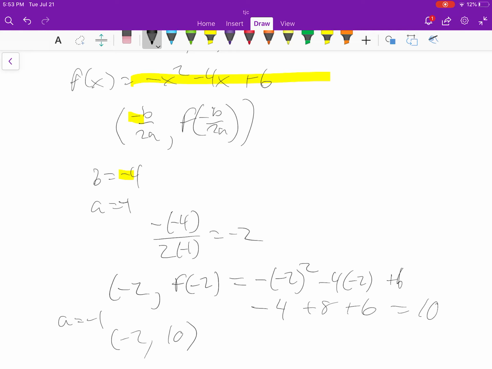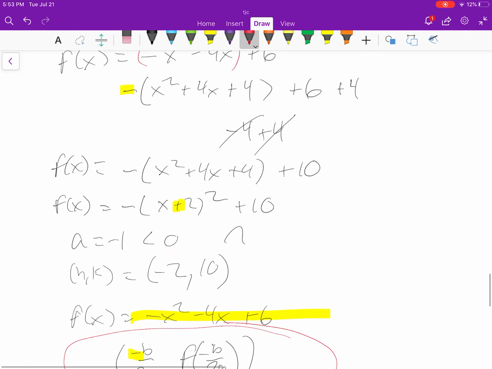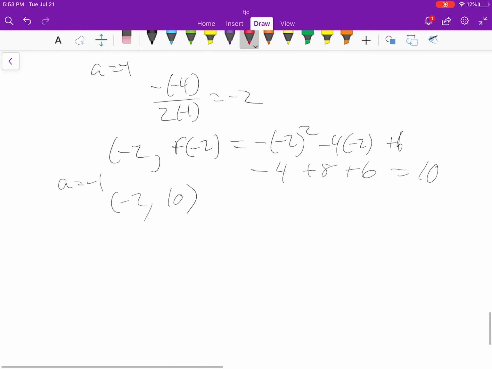So there's the two different methods. One using this formula, which I'll circle in red here, which if you're going to use it, you're going to have to memorize. The other is completing the square. They both return the same information.